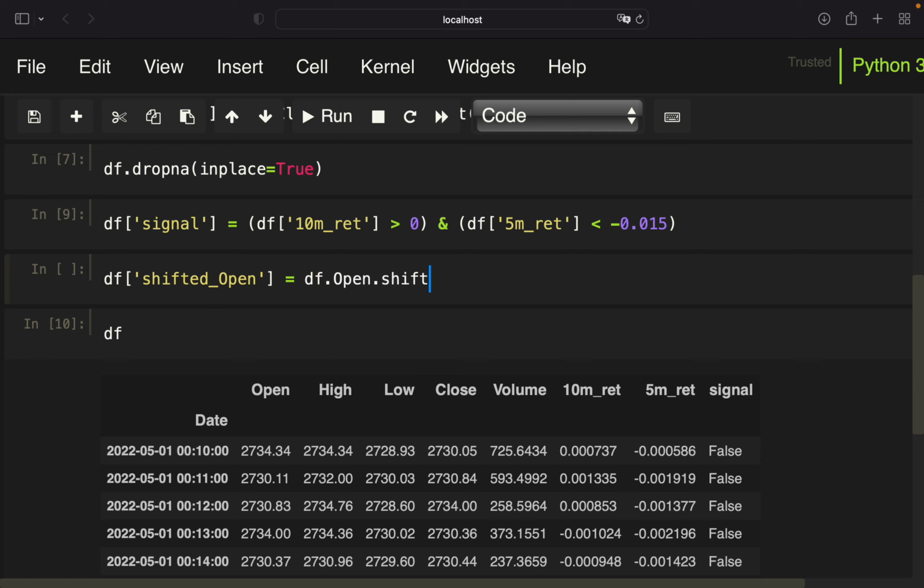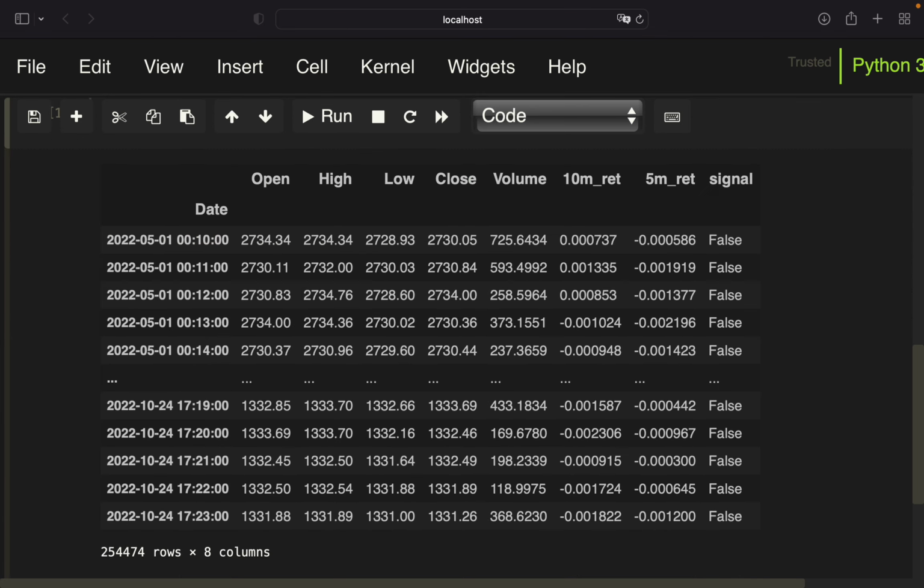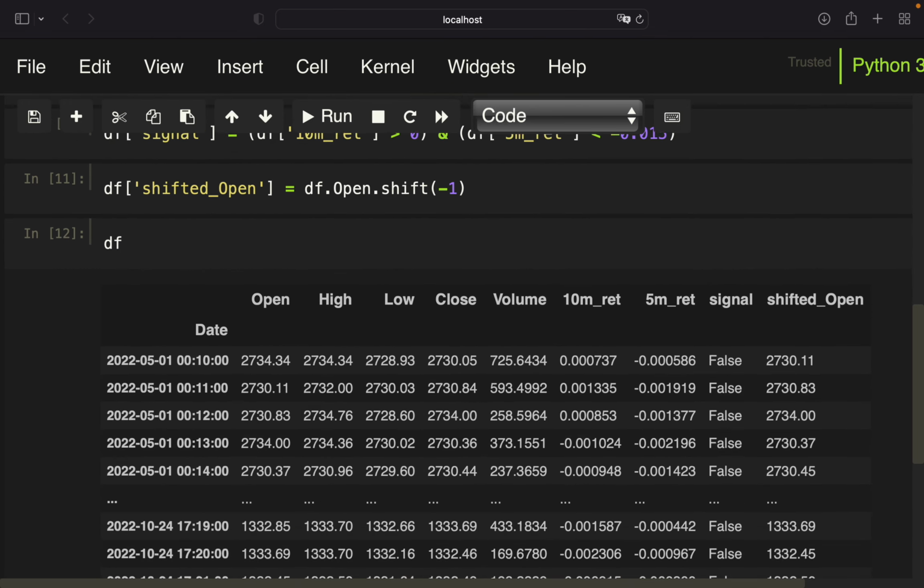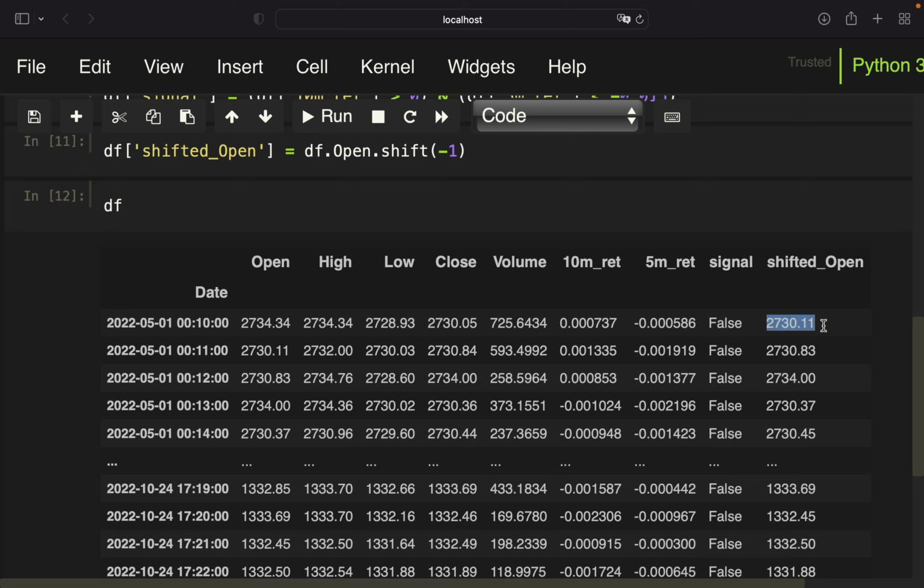Use my open column shifted one row here. So I will show you again how this is looking. This is just this value here. If I'm getting a signal here, I can directly take this as my buy price. And that's already everything we need to formulate our trading strategy.